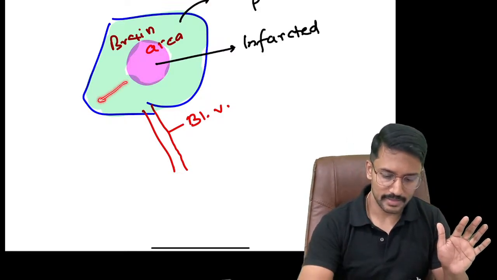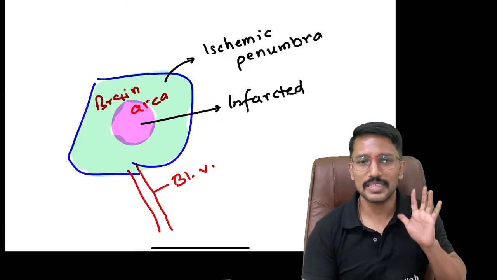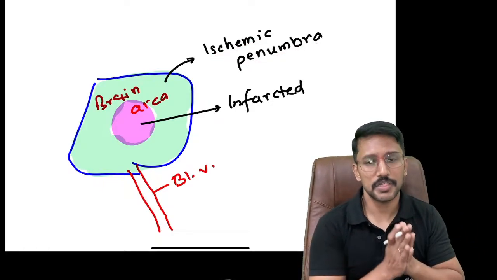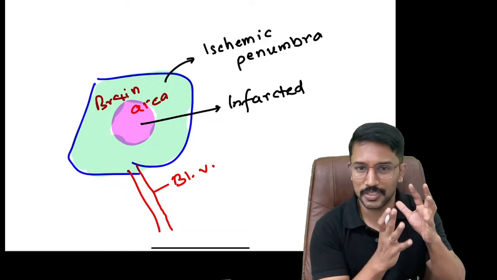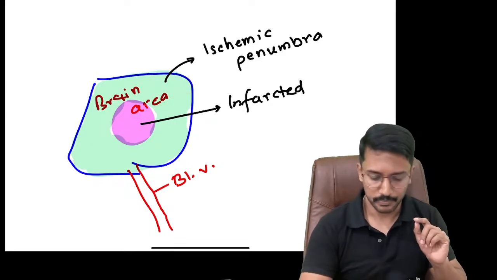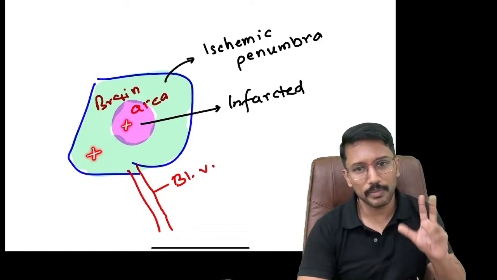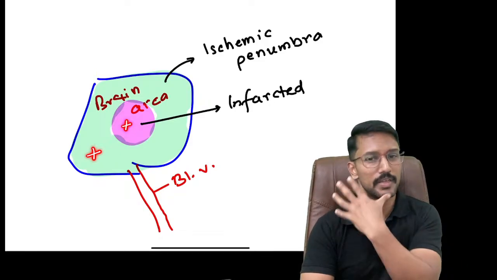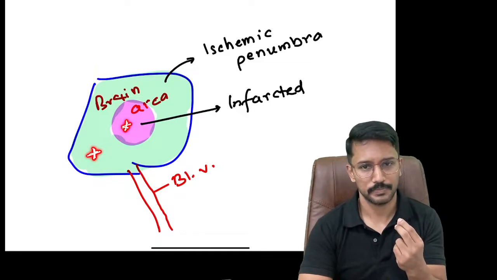But the surrounding area that we call ischemic penumbra, this is not dead. We can save it. So when I see a patient with stroke, whatever functional deficits we are seeing, whatever function he has lost, it is because of this whole area. Because this whole area means impacted area plus the ischemic penumbra. Both of them are not functioning. So when I see him having hemiplegia, it is because of impacted area plus ischemic penumbra.